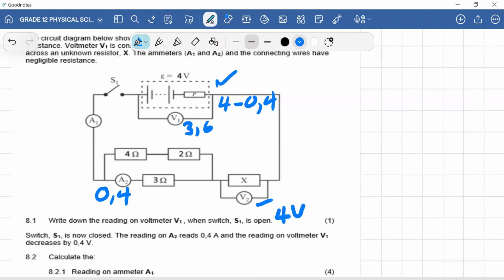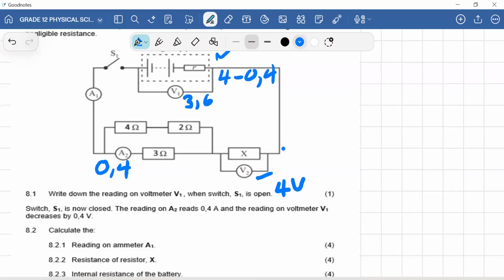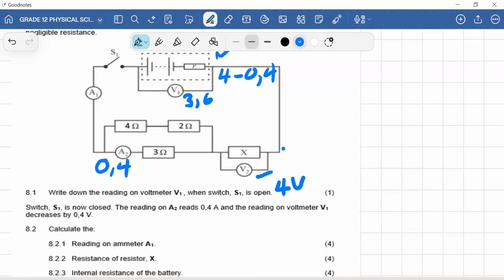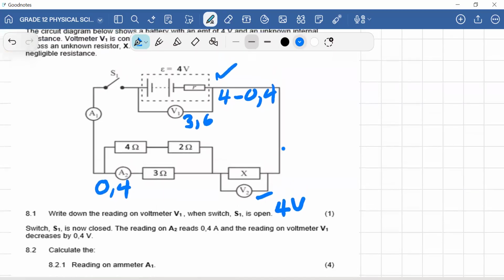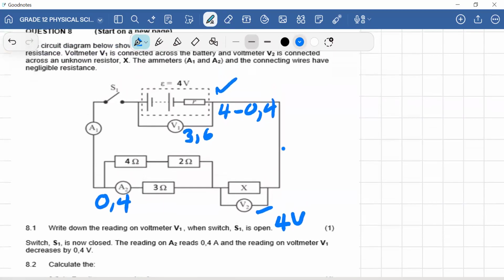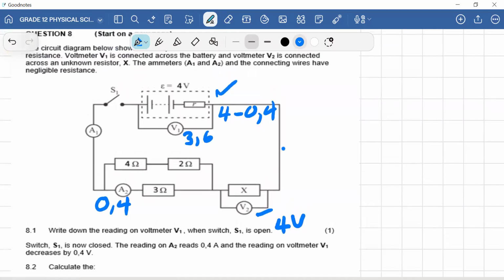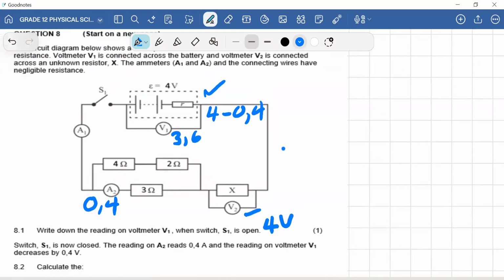All right, so now let's see what the question demands us to do. It says, calculate the reading on the ammeter A1. Before we answer this question, let's analyze certain things here. The battery has what we call the EMF, and that is the maximum amount of energy supplied by the battery per unit coulomb, or per unit charge, passing through it.